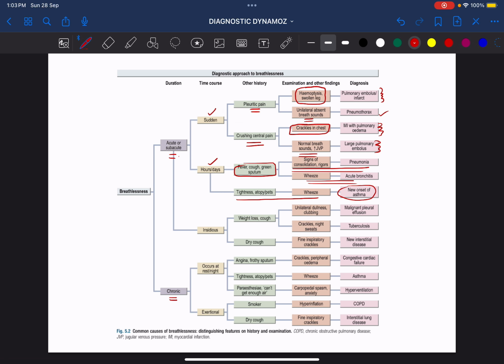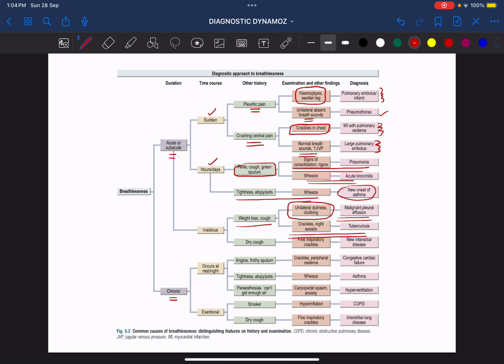Suppose the breathlessness is insidious onset and associated with weight loss, cough, unilateral dullness, clubbing, you have to think about malignant pleural effusion. With crackles or night sweats, again you have to think about tuberculosis. But remember, crackles we mainly say in case of pulmonary edema as well as bronchiectasis. In tuberculosis, we do not come to a diagnosis by a single examination finding. The ultimate gold standard investigation for diagnosis of tuberculosis is of course CBNAAT, and we also do sputum culture. Then it has to be combined with X-ray findings, but ultimately CBNAAT decides whether the patient has TB or not.